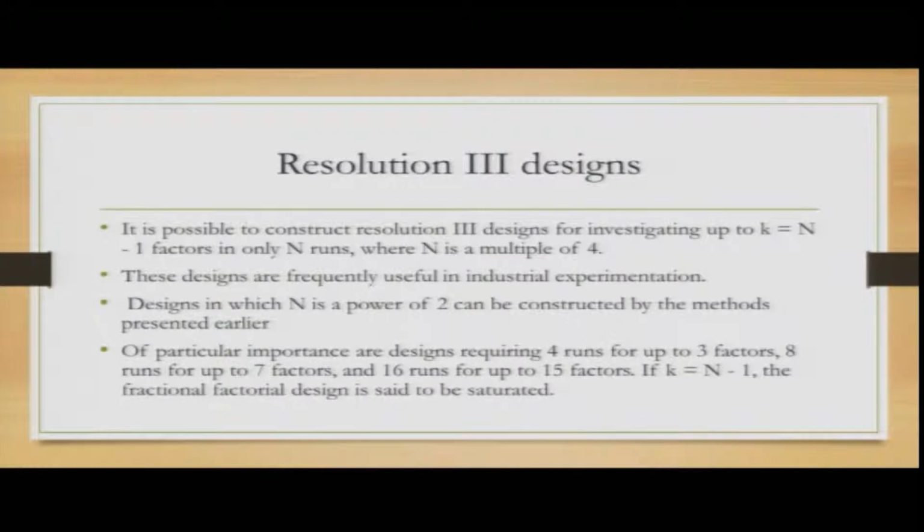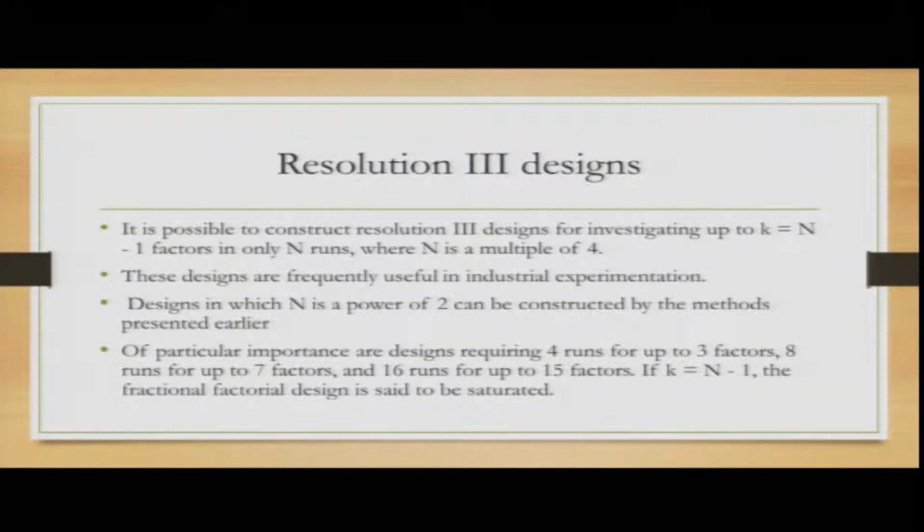So, resolution three design models are considered to the level of 3. It is possible to construct the resolution 3 design for investigating up to k, which is n minus 1 factors in only n runs. Obviously, it may be n minus 2, n minus 3 depending on the runs you are considering. These designs are frequently used in industrial experiments when you want to predict or forecast.